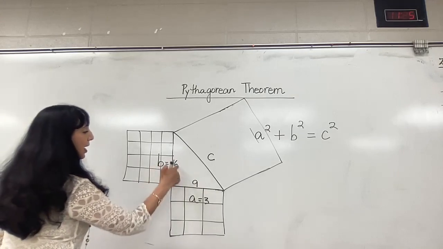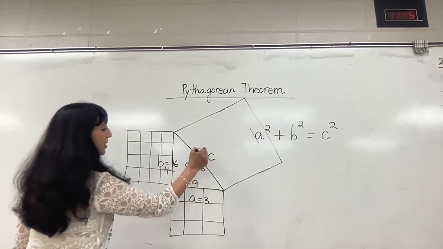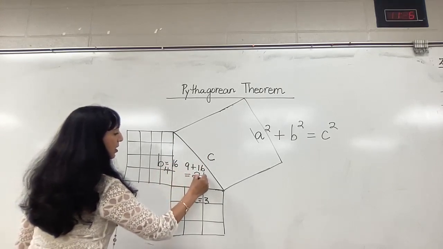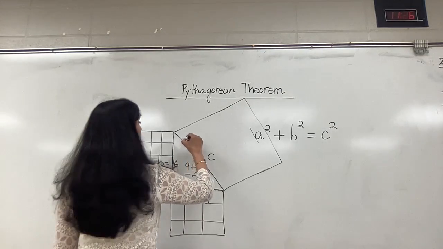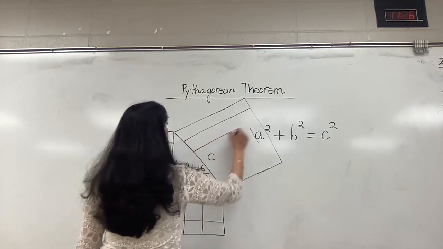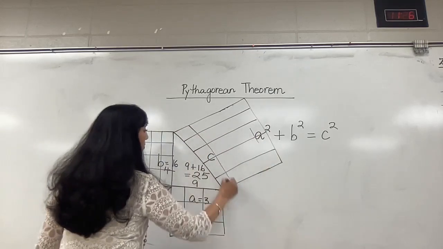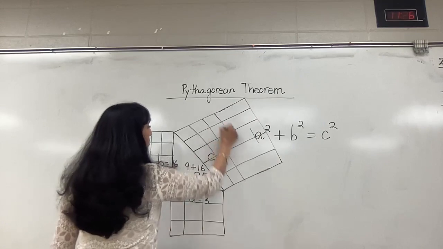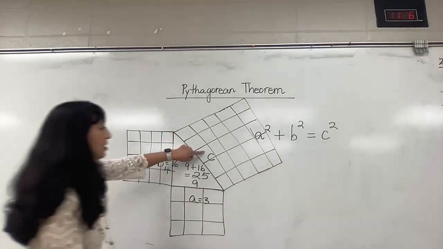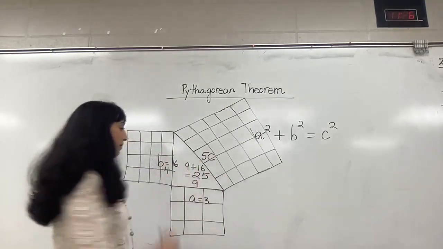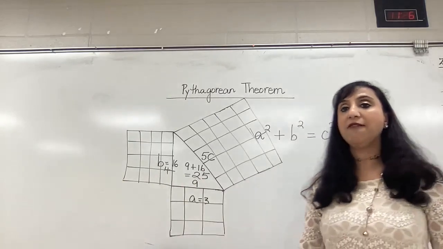So it's telling me that 9 plus 16 will equal this side, which is going to be 25. Okay, so this is going to be 1, 2, 3, 4, 5. So this is basically nothing but 5. All right, so 3 squared plus 4 squared should give me 5 squared.